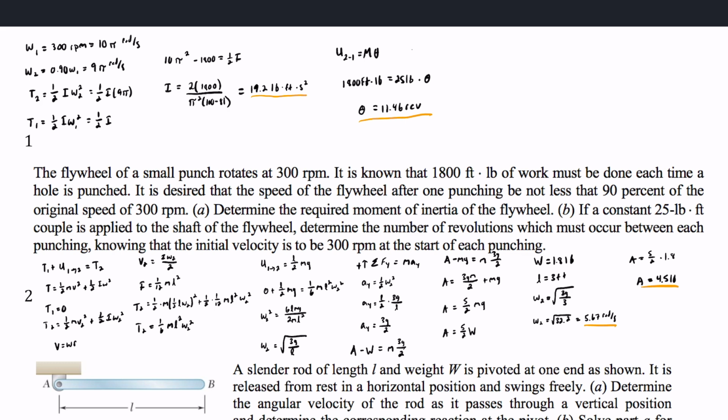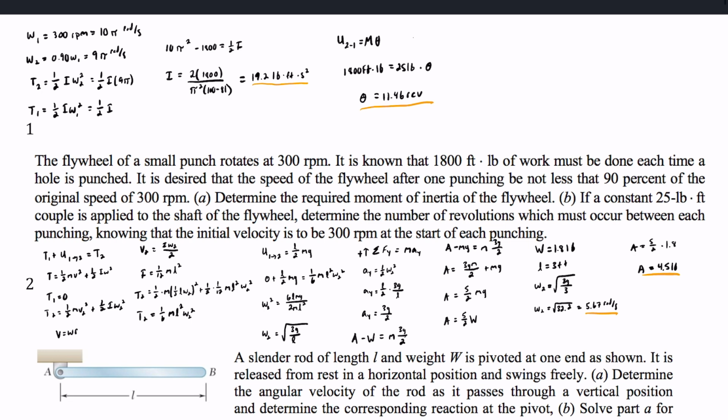And then T1 will equal half I omega 1 squared, which equals 1/2 I times 10 pi squared. So then 10 pi squared minus 1800 equals half I times omega 1. I equals 2 times 1800 divided by pi squared, 100 minus 81, and that equals 19.2 pounds times feet per second squared.